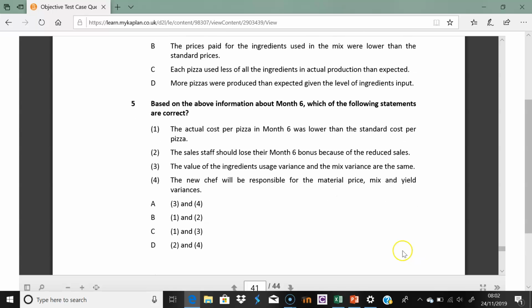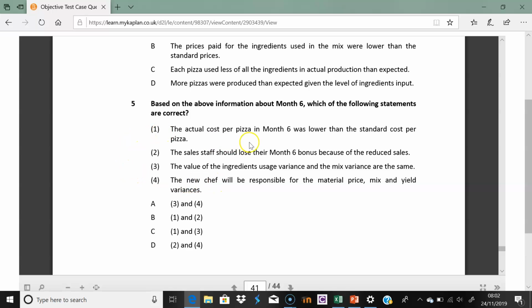So a couple of points stand out. First of all, the new chef will be responsible for the material price, mix and yield. Well, he can't be responsible for price. He didn't buy the materials, so he can't be held responsible for price. This is a pure responsibility question. Part number 4: he is responsible for the mix and yield, but not price. So 4 is not correct.